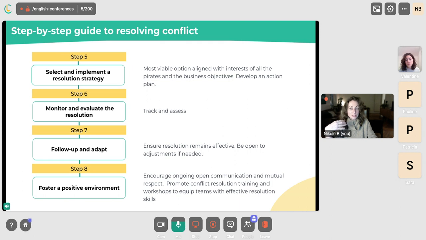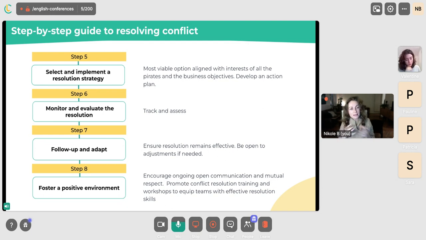And like I said, that's step 5. You select and then you implement the best solution. So among those brainstormed ideas, you come up with the solution that's best aligned with the business objectives. Because it may not always be aligned with the business objectives, so you need to make sure that it is. And that's where you would develop your action plan. This is what we're going to do in this amount of time, and this is how we're going to do it. Step 6 is you're going to monitor and evaluate that.